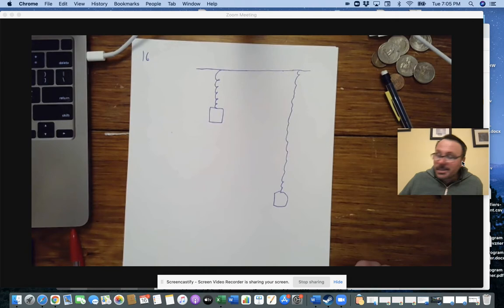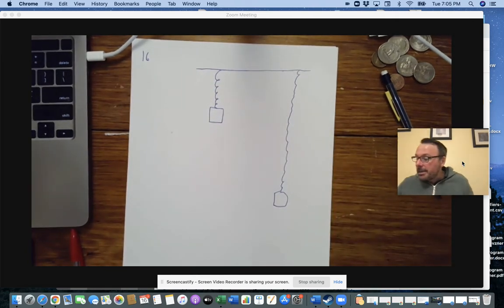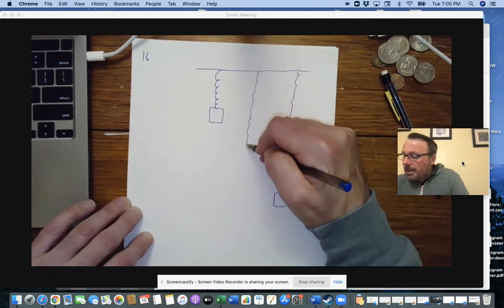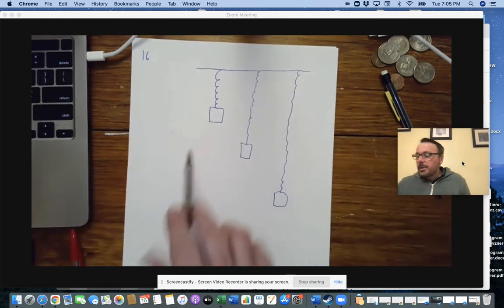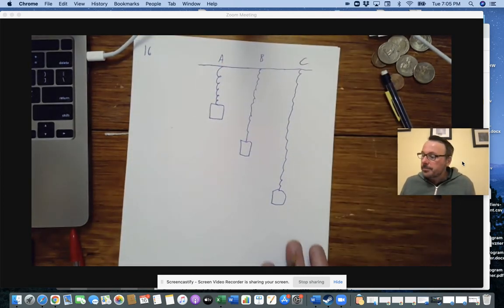But it also asks, that's actually the B part, it also asks where the maximum speed is. And that's going to be somewhere in the middle. So I'm going to draw this spring or this mass at 3 different positions. And we're going to call these positions A, B, and C.